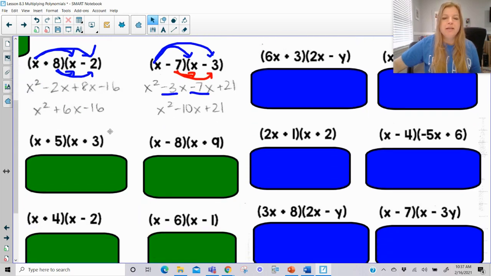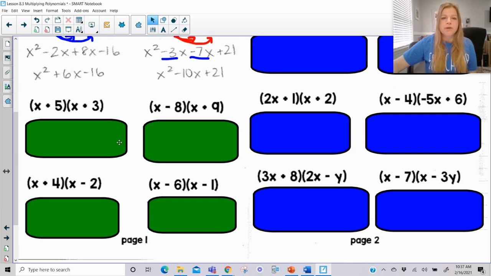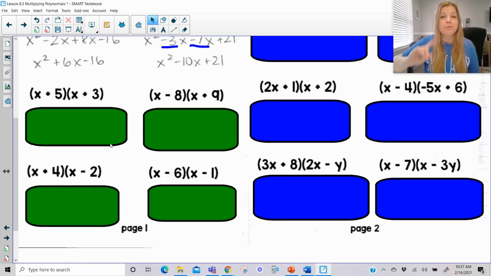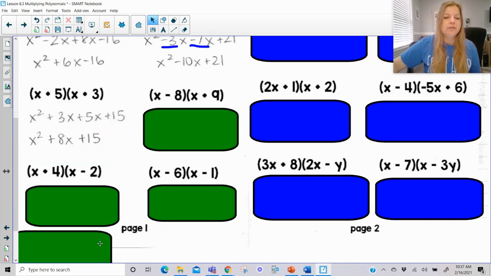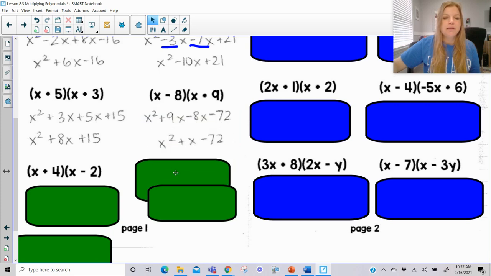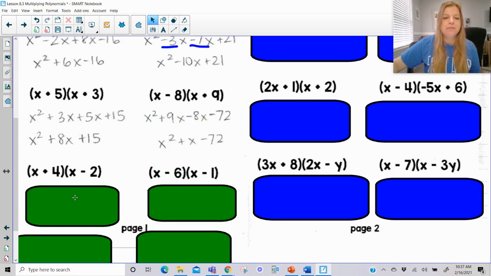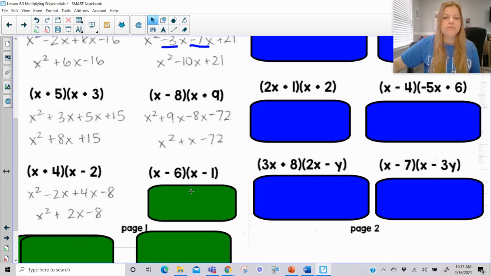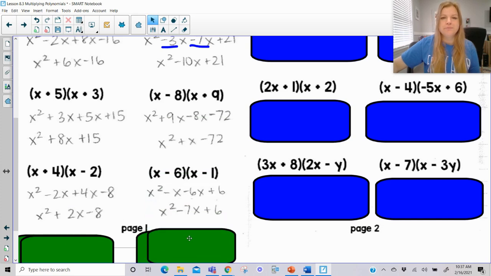If you would like to try these last 4 problems, I would say pause right now and then press play when you're ready to see if you got them right. Okay, so hopefully you're pressing play right now because you paused and you tried them out. So here is the first one, the second one, the third, and the fourth.